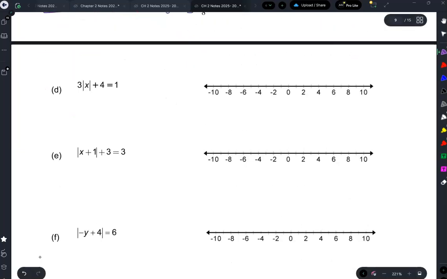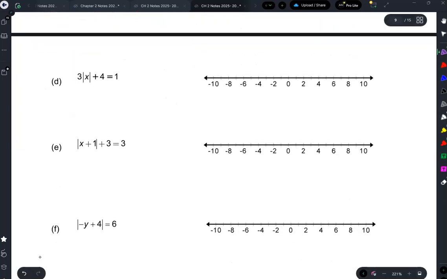If these kinds of problems happen on our homework, which most likely they will, will we have to draw the number line? If it asks you to, yes. If it asks you to draw a number line, then yes, you have to draw it. And if not, no.